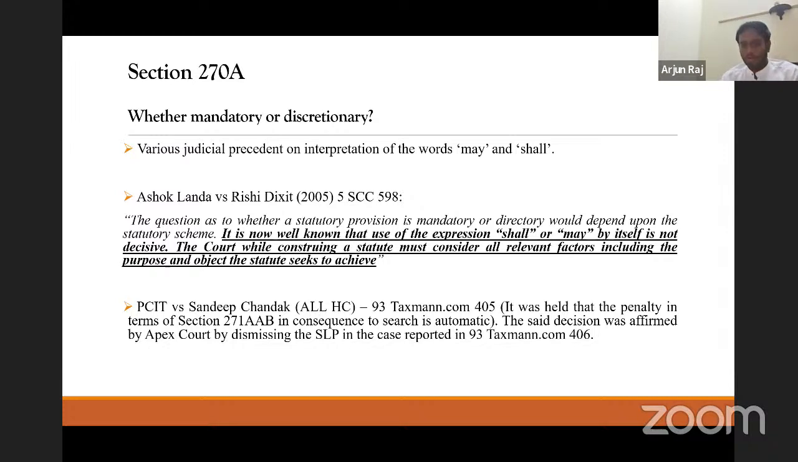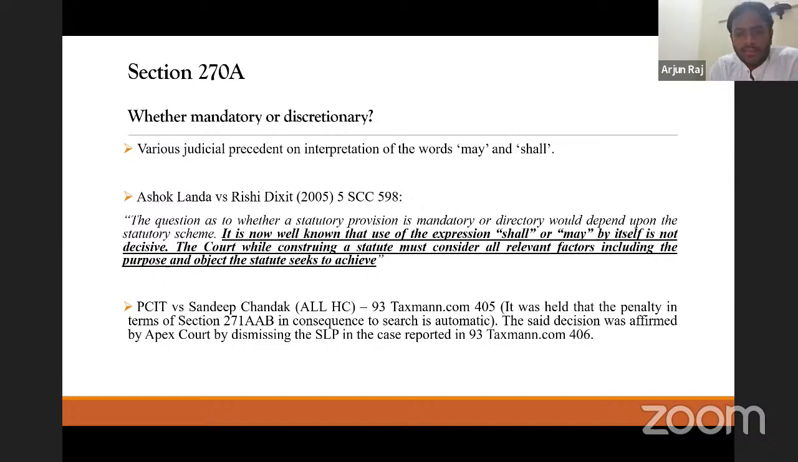And I have also captured the section, which is very much similar to what was there in 271(1)(c). The very same language in 271(1)(c) has been used in 270A. There are various decisions which say 271(1)(c) is not automatic. Discretion is vested with the officer to decide whether it is a fit case or not a fit case.